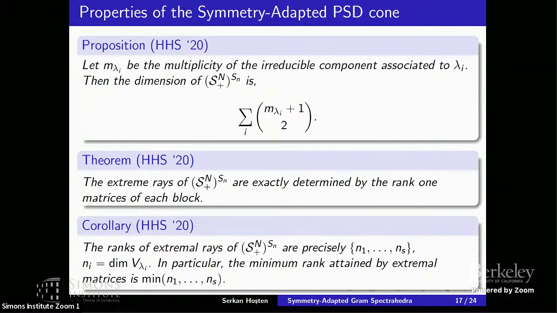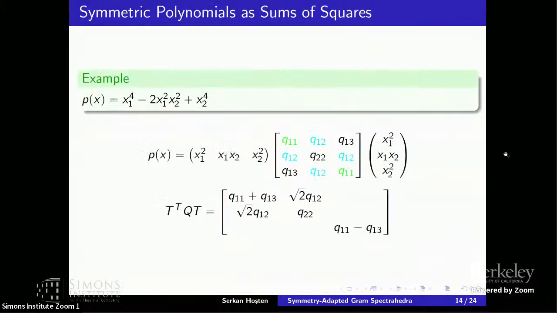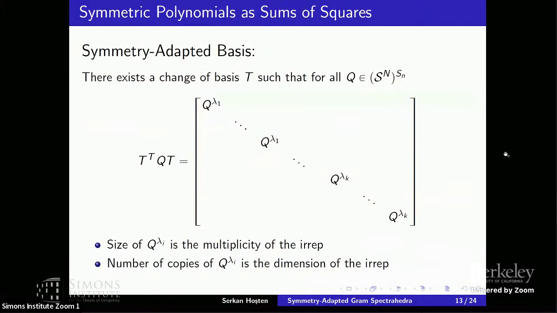Moreover, the extreme rays of the symmetry adapted PSD cone are determined by the rank 1 matrices in each block. Remember, they look like these blocks. If you want to get an extreme ray, you have to pick one block, maybe the Q lambda 1 block. You pick a rank 1 matrix there, and 0 matrices otherwise.